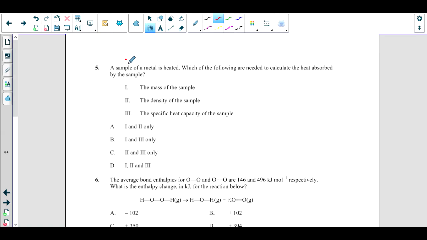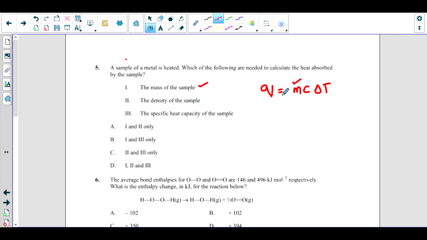Now, a sample of metal is heated. Which of the following are needed to calculate the heat absorbed by the sample? You are heating a sample and you want to see which of these are needed so that you can calculate the heat. You remember the formula of heat we just used is mc delta T. So mass, yes, you need mass, so this is true.